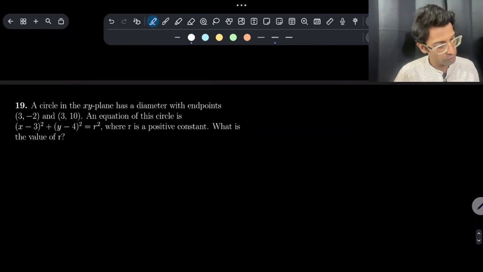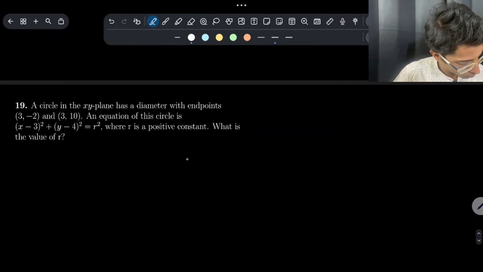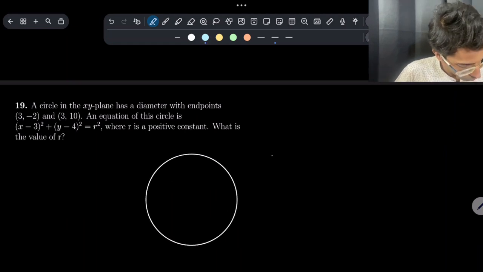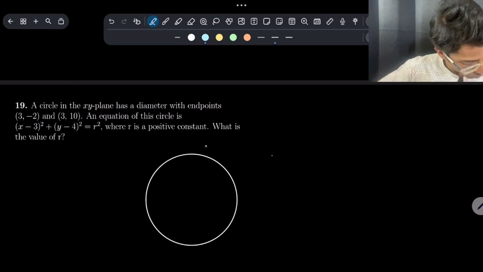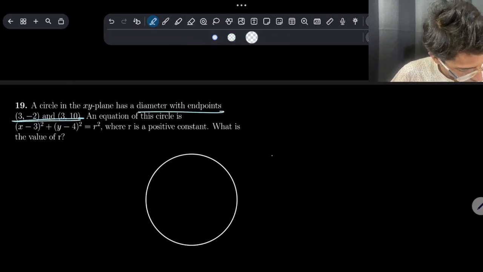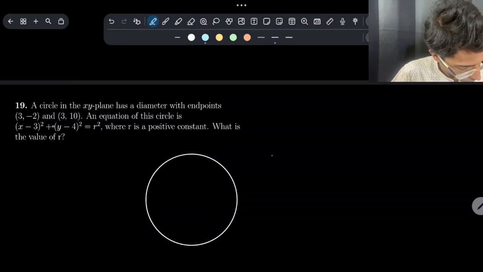A circle in the xy plane has a diameter with these endpoints. So let me draw the circle. He's telling you (3, -2) and (3, 10) are the endpoints. An equation of this circle is given by this, where r is a positive constant. What is the value of r? The diameter has these endpoints, so that means we can find the diameter, right?